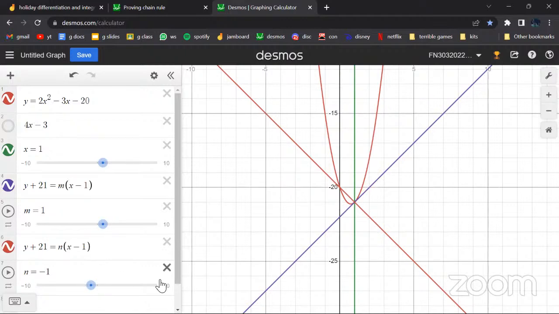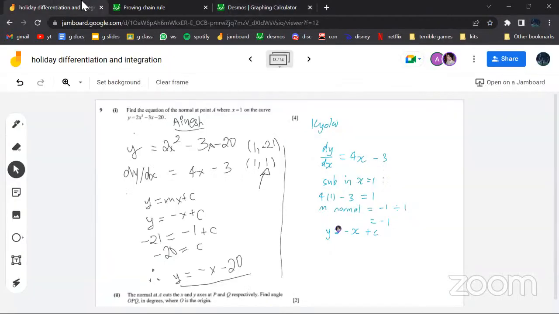Does it look correct? It looks perpendicular. Right? Is it passing through the point of interest? Yes. So it's correct then. Yeah, very good. Right.